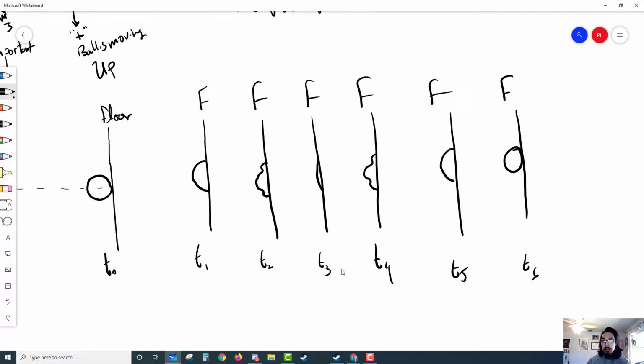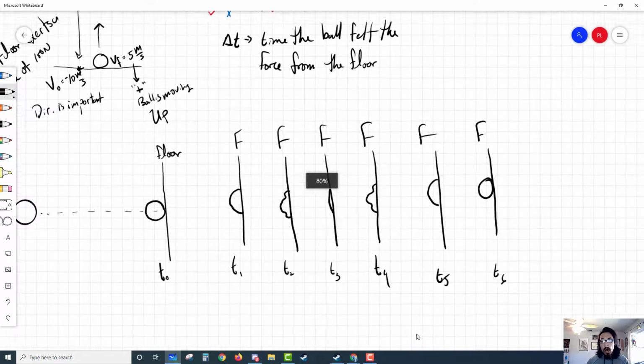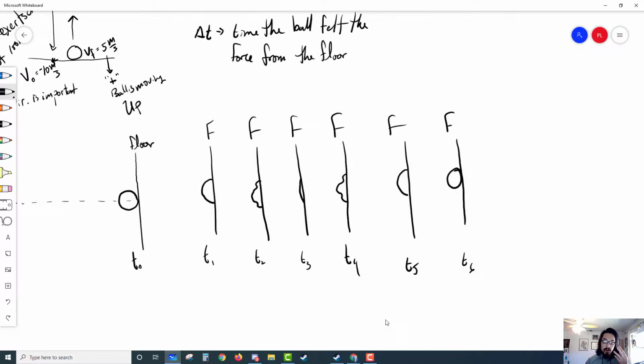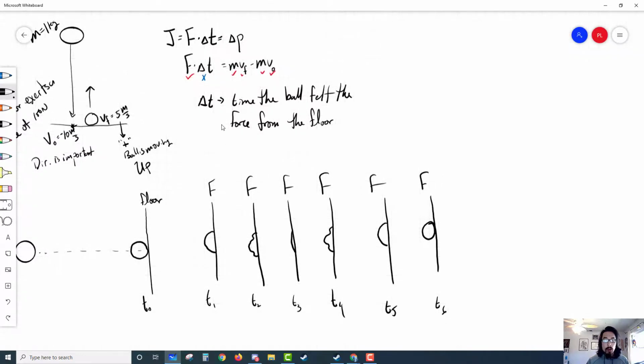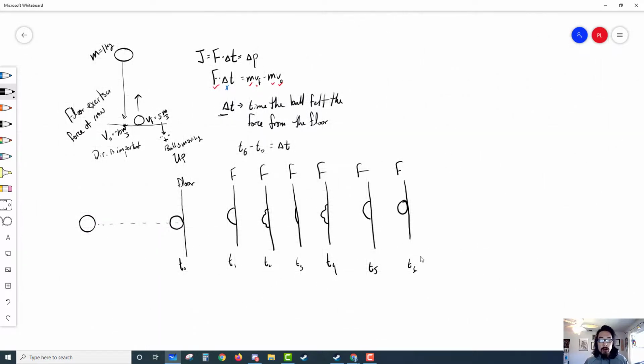And so during this time, it's hard for us to see it with our naked eyes because we can't see that in that short amount of time, but this is actually what happens, and we know this because we have the slow motion technology to see this in action. It's really, really cool. And so here, when it's talking about delta t, it's talking about the time the ball felt the force from the floor. So during that time, according to what I just drew, that would be t6 minus t0, right? That will be your delta time. That will be the total elapsed time that the ball felt the force from the floor. All right. So that is one type of problem that you might see here.